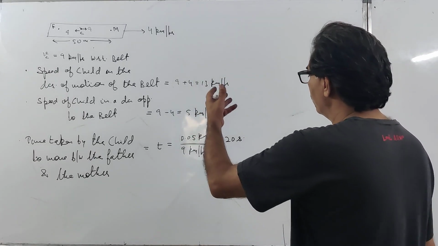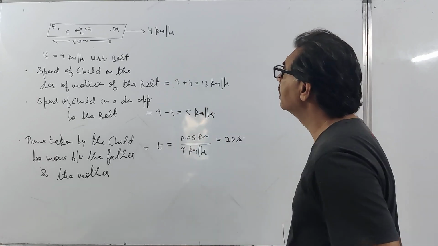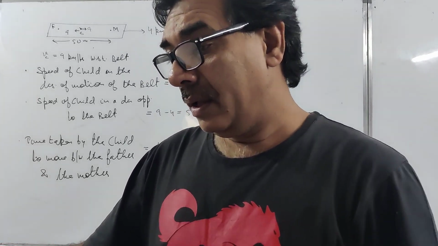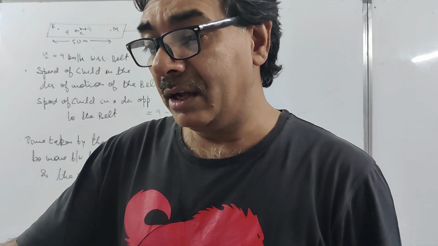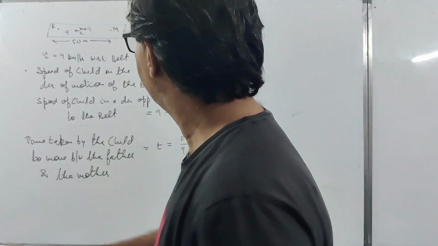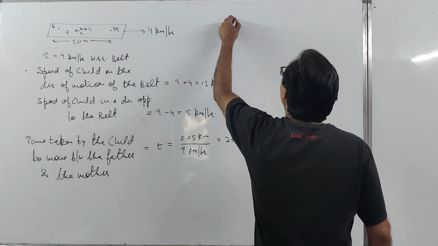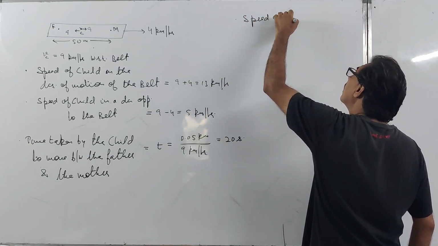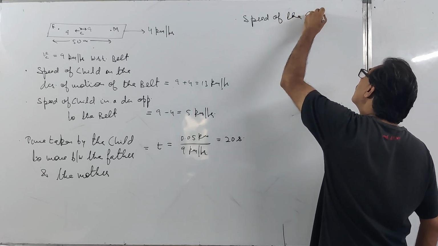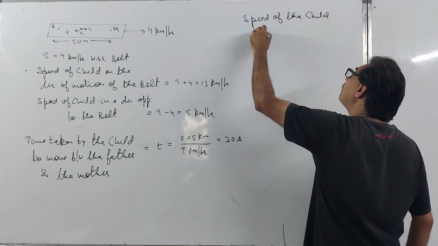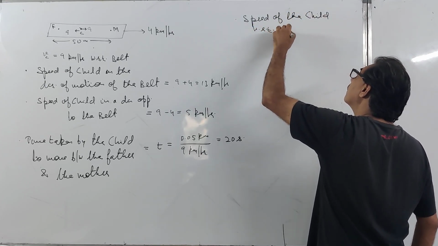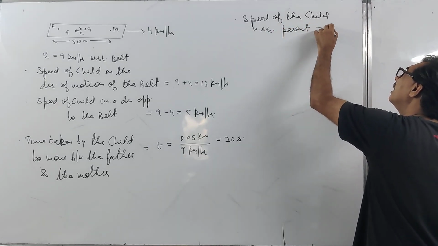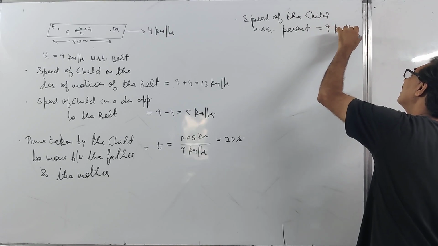Okay, you can also convert the units. What will be the speed of the child with respect to the parent? Another part. What is the speed of the child with respect to the parent? That will be 9 kilometers per hour.